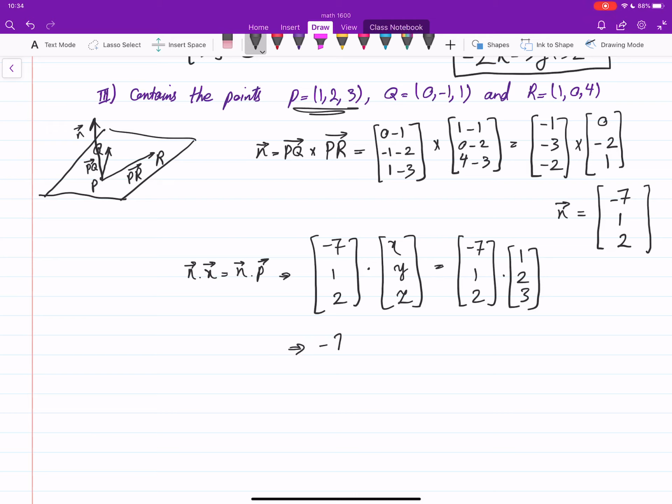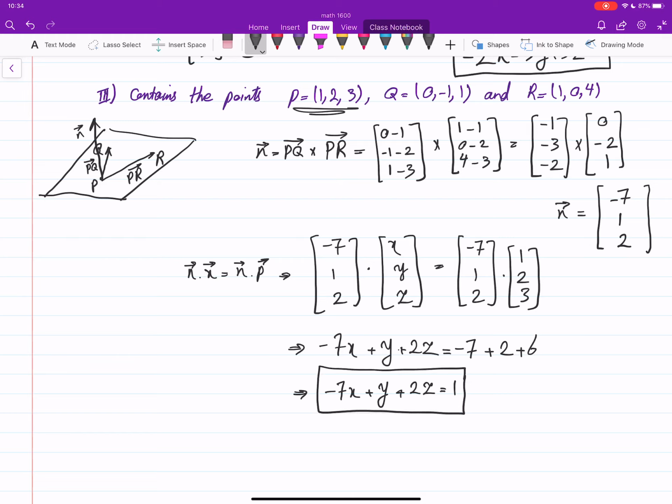This gives us -7x plus y plus 2z equals -7 plus 2 plus 6. As a result, this is -7x plus y plus 2z equals -7 plus 8. That is equal to 1. That is the general form equation for the plane containing these PQR points.